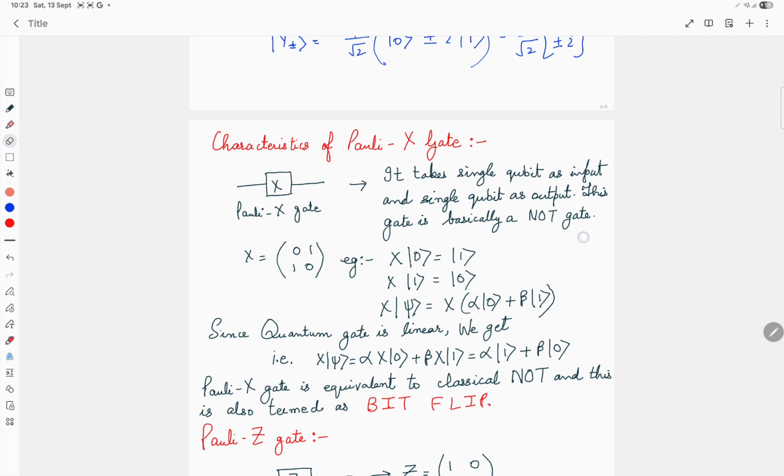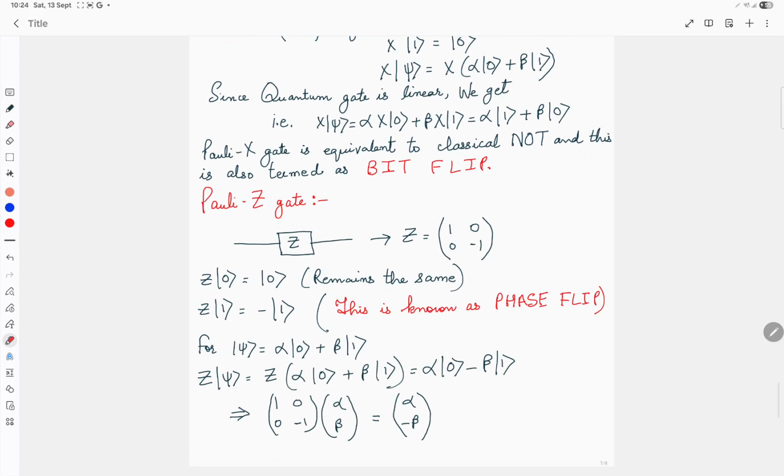If we apply the Pauli X gate on ket 1, it will result in ket 0. Now if we apply the Pauli X gate on ket psi, a general quantum state given by alpha ket 0 plus beta ket 1, you will see that the coefficients are actually flipped. So alpha goes with ket 1 and beta with ket 0. That is the result of the NOT gate, which is also known as the bit flip. So the Pauli X gate actually performs the job of a bit flip.